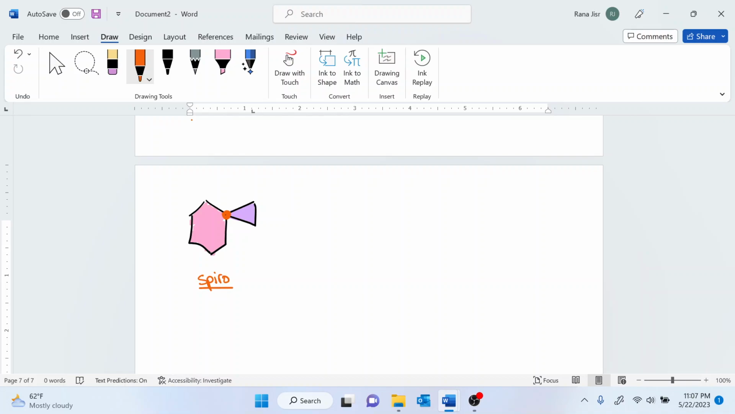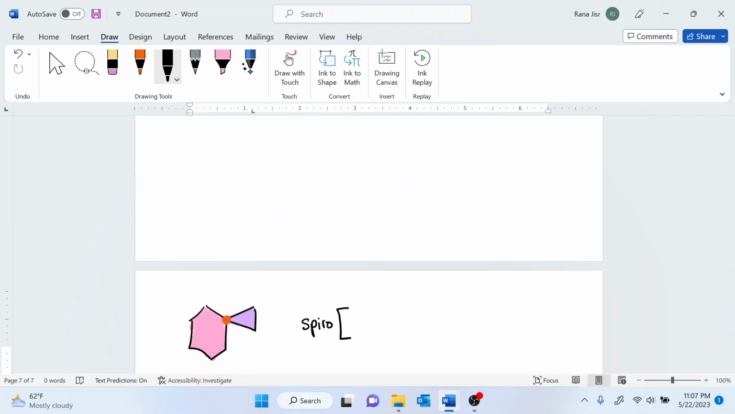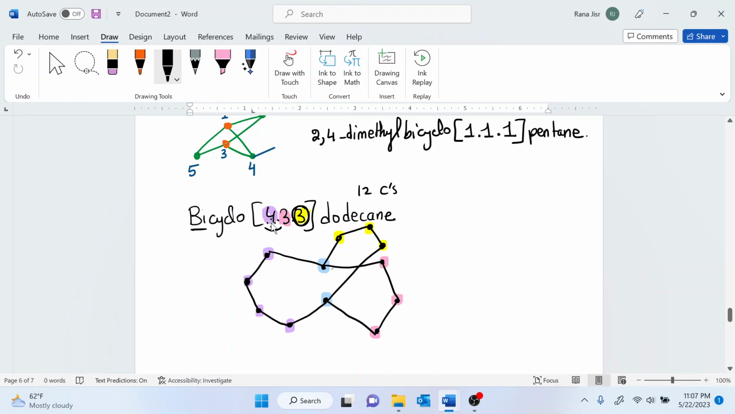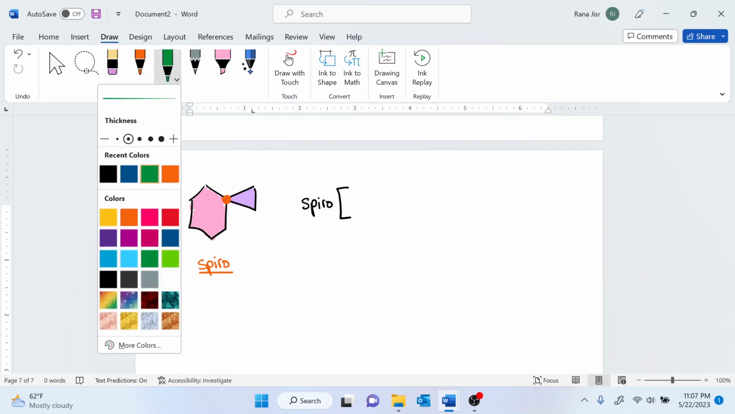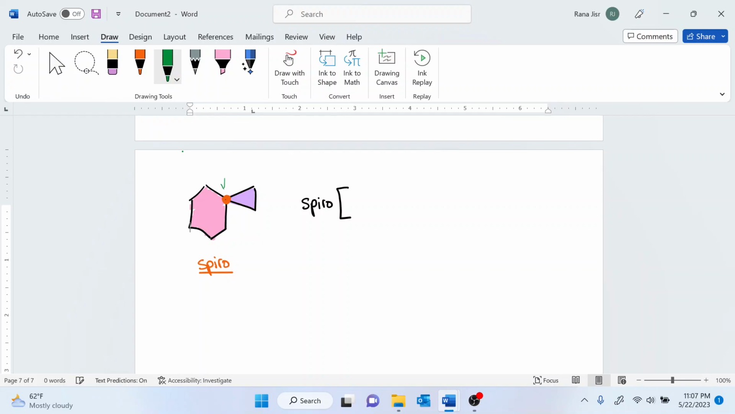bicyclic system. So to name that, we're going to start with the word spiro and open the brackets in this case. And then to differentiate from the naming of the bicyclic system, where we started our numbering from the highest to the lowest, right? Here we're going to start from the low carbon cycle to the higher carbon cycle. And we cannot start numbering from the joint. So we don't start numbering from this point of connection.